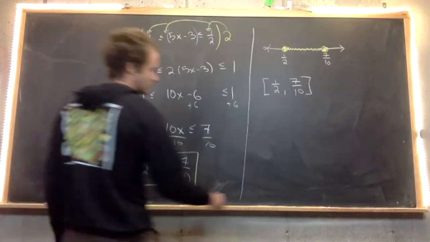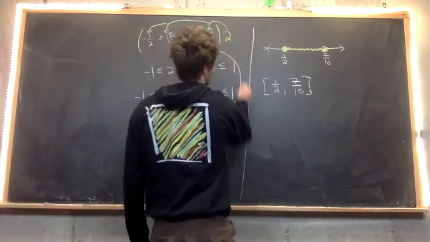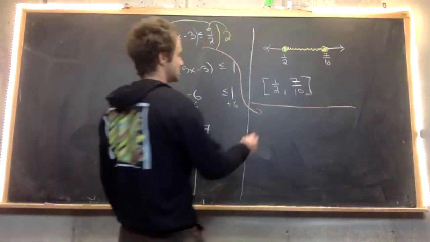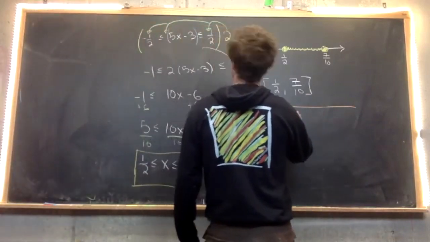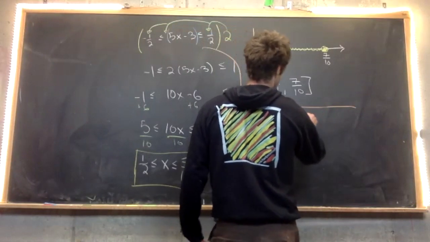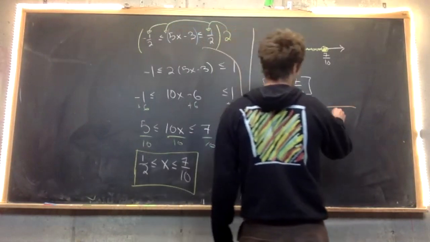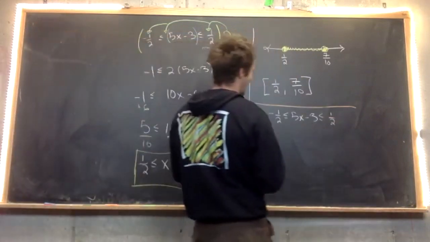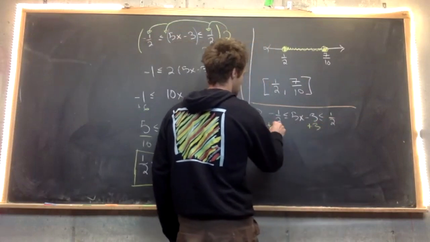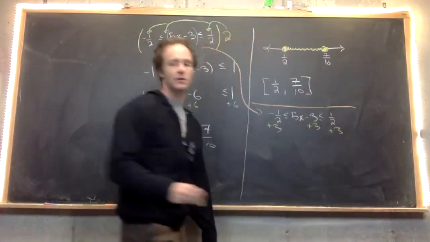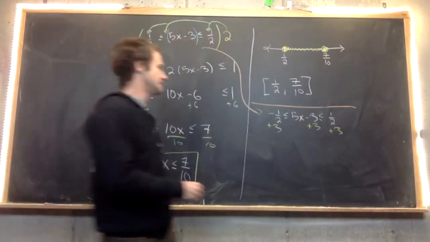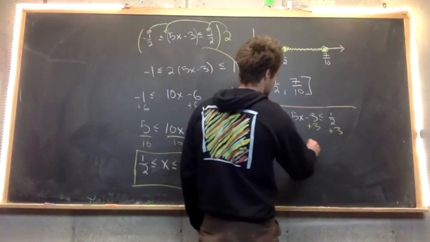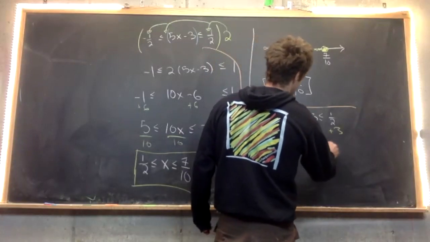Okay, so maybe before we move on, let's just sketch what an alternative first step would be. So I'm just going to rewrite this. Minus half is less than or equal to 5x minus 3, which is less than or equal to half. So an alternative first step would be just to go ahead and add 3 to all parts of this inequality immediately. And here we're going to have 3 minus 1/2 is less than or equal to 5x, which is less than or equal to 3 plus 1/2.